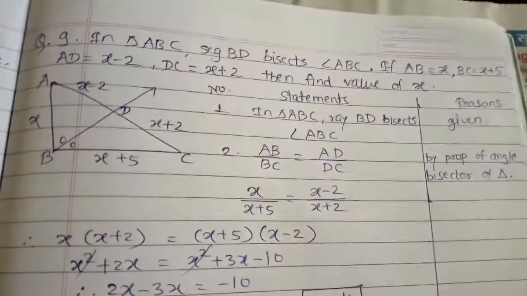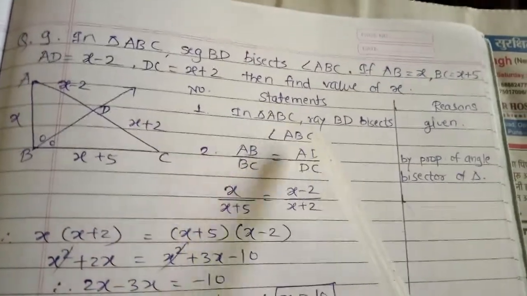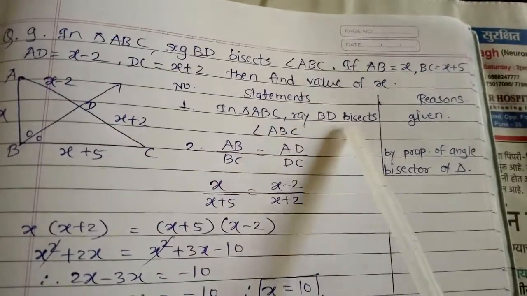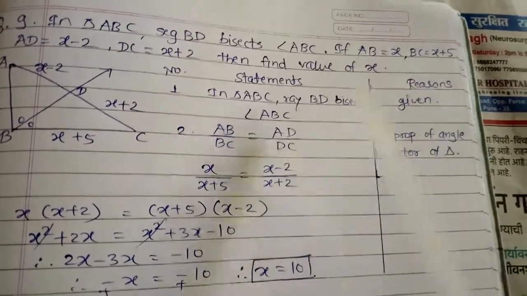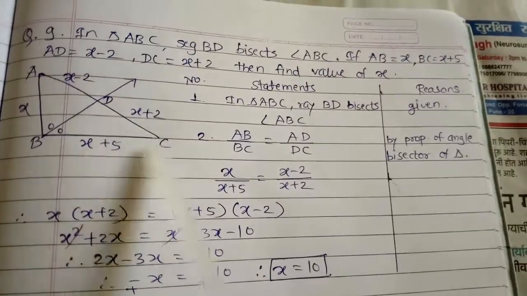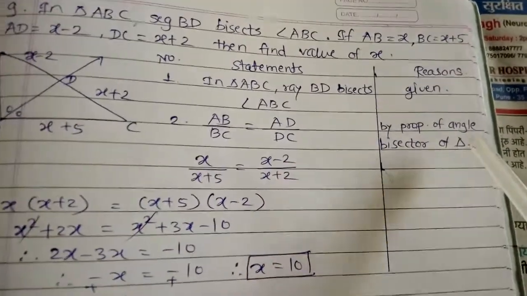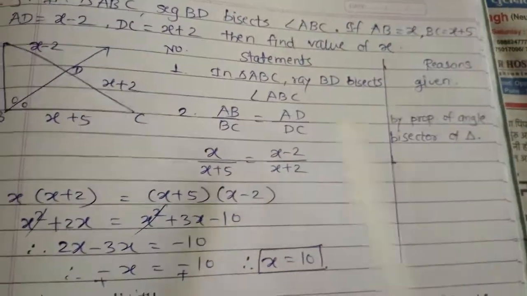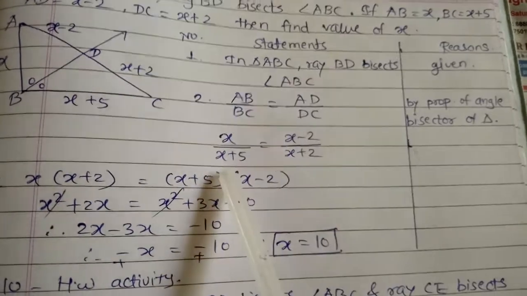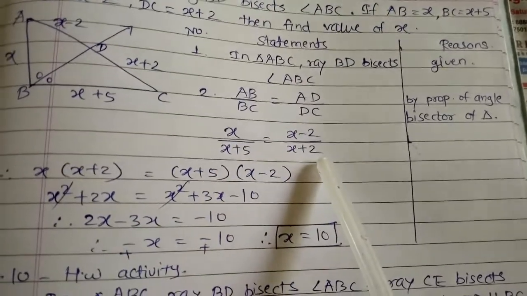Here in this example you are clearly given that BD is the bisector. So in triangle ABC, ray BD bisects angle ABC, which is given, and so we can write AB upon BC is equal to AD upon DC, by the property of angle bisector of a triangle. Just put down the values: X upon X plus 5 is equal to X minus 2 upon X plus 2.